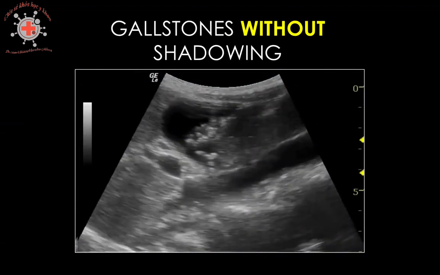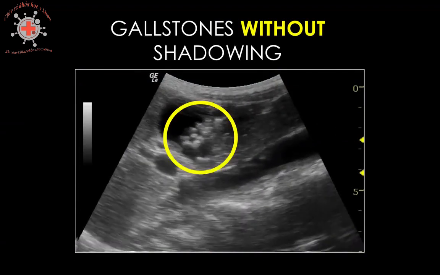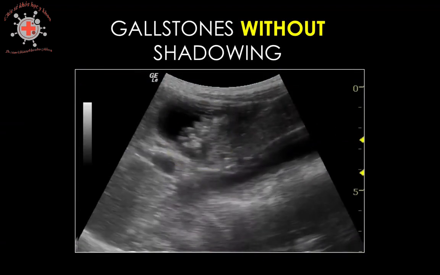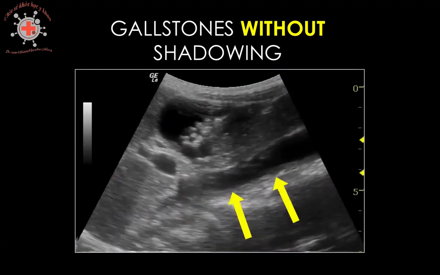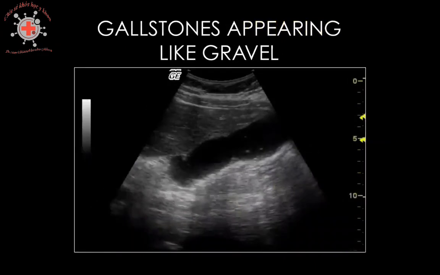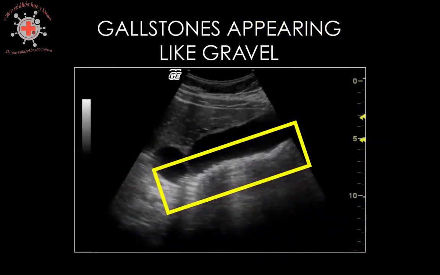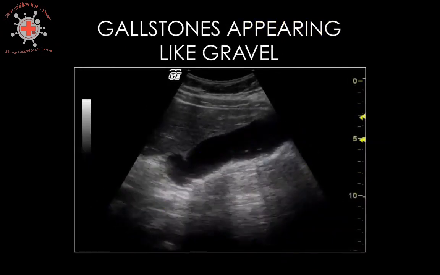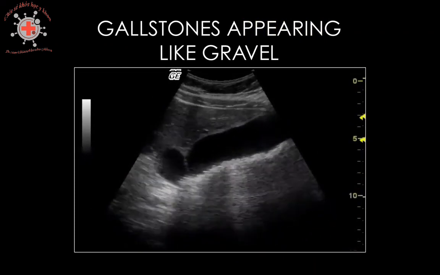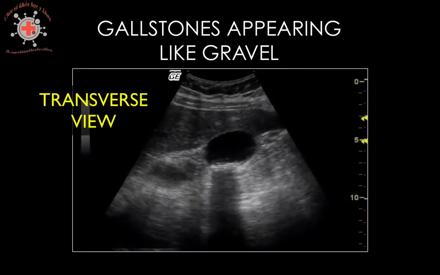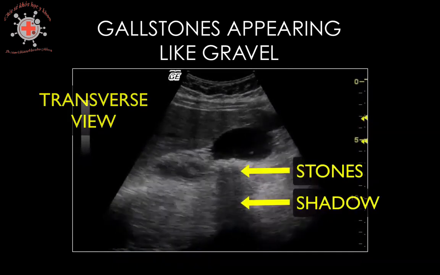This video shows a longitudinal view of the gallbladder with multiple small gallstones that do not create acoustic shadows. This is the portal vein, and this is the inferior vena cava. In this case, there are many gallstones that appear like gravel laying on the most dependent wall of the gallbladder. Together they cause a wide acoustic shadow to be formed. This is a transverse view of the same case as the previous slide.